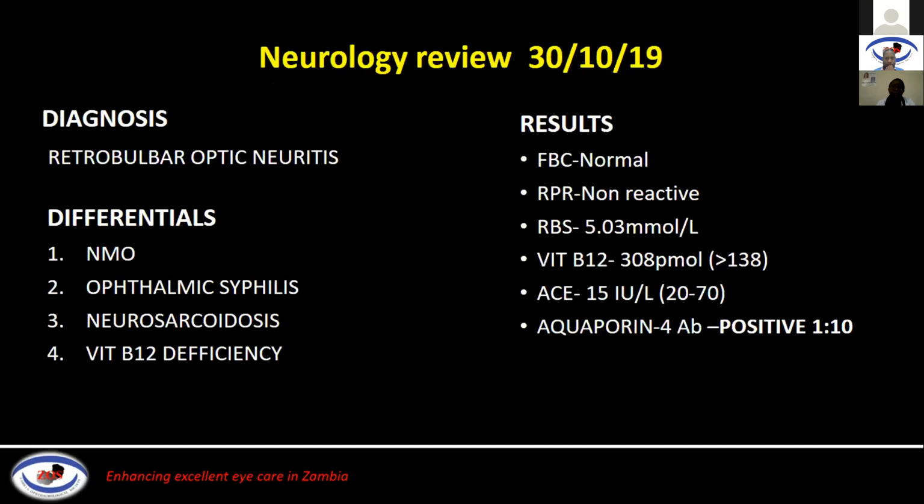The neurologist reviewed the patient, and after examination and history, they made a diagnosis of retrobulbar optic neuritis. At the top of the differentials was neuromyelitis optica, given the severity of the disease and the bilateral involvement. The other differentials included ophthalmic syphilis, neurosarcoidosis, and vitamin B12 deficiency.